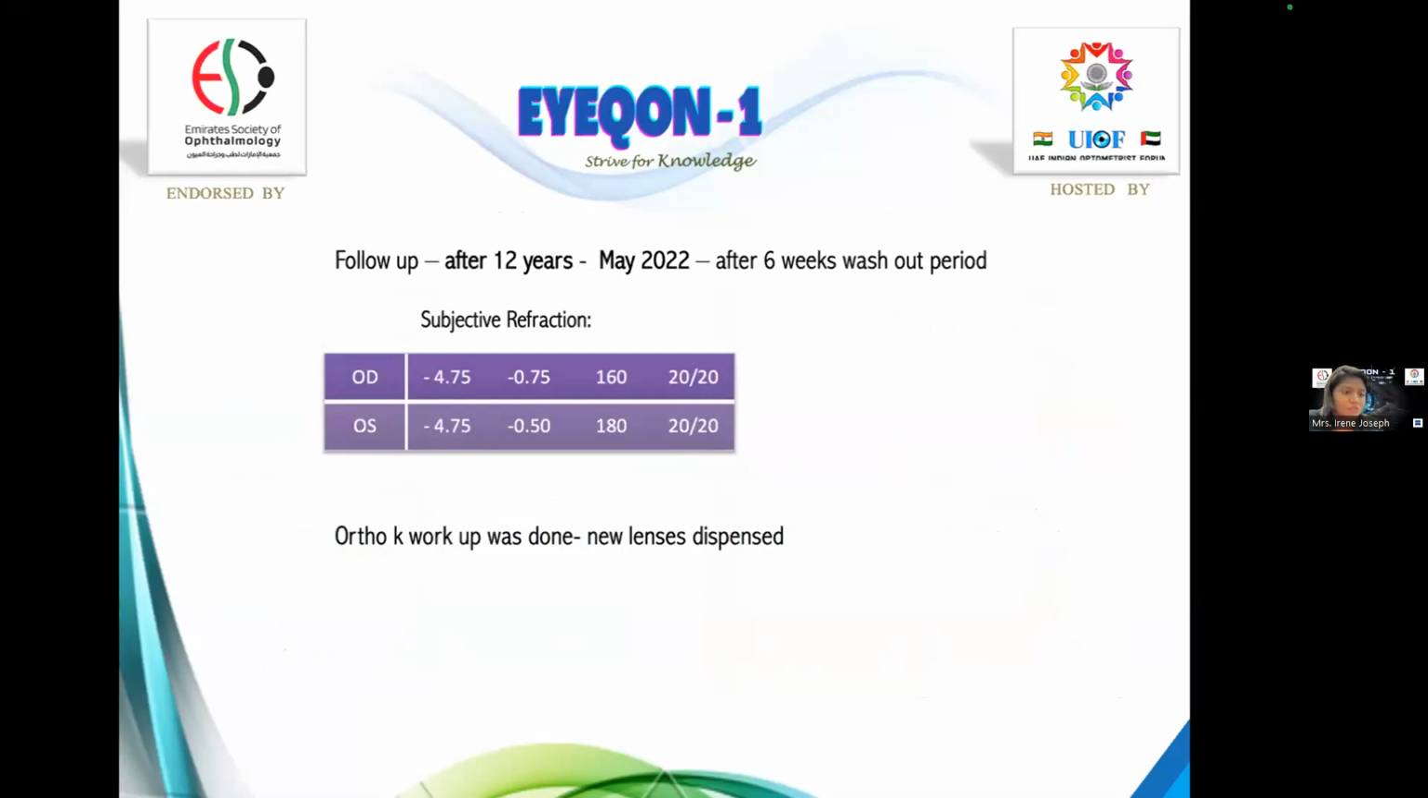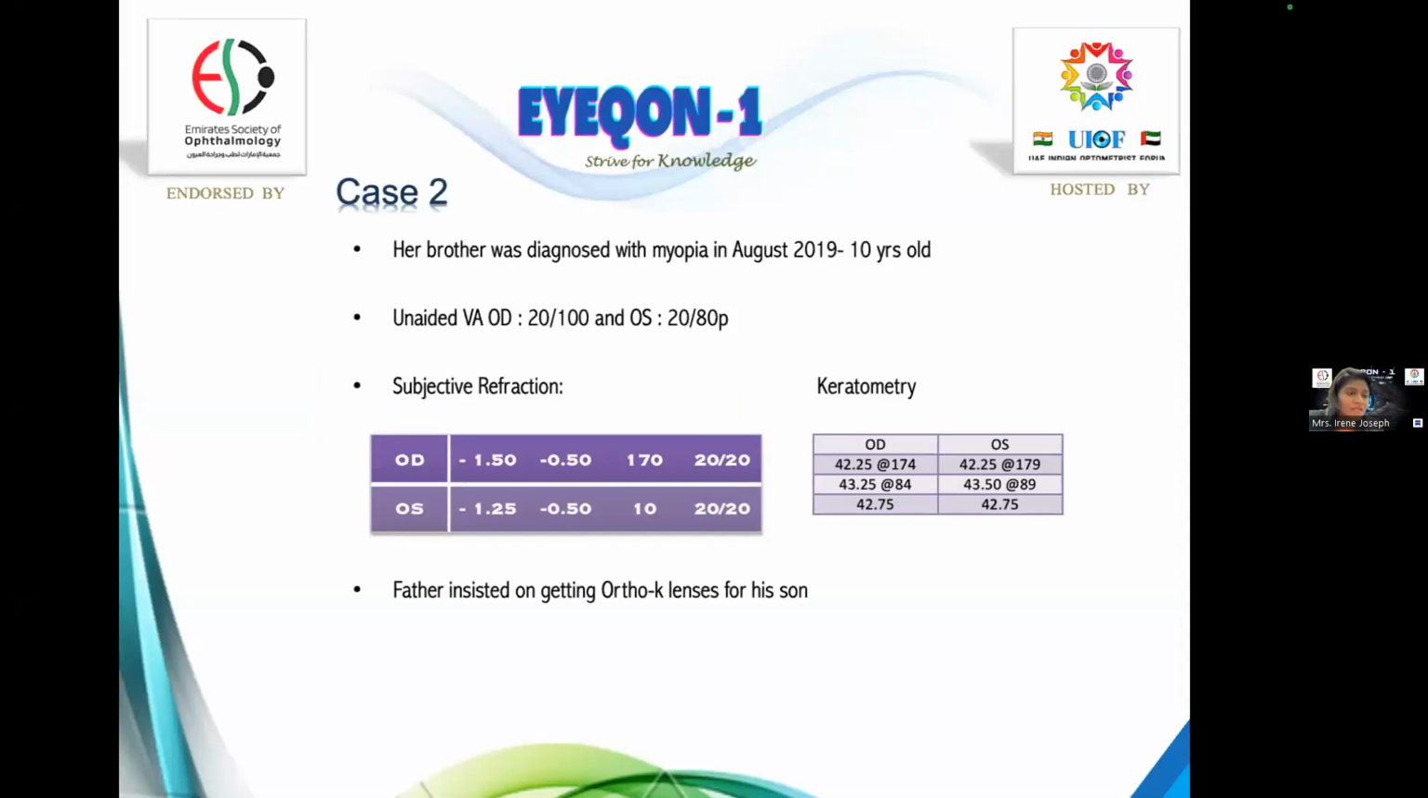And one of her follow-ups was in 2022, which is 12 years of using the lenses. After a 6-week washout period, she was still -4.75 diopters in both eyes, and new lenses were given. So definitely, the results speak for themselves.